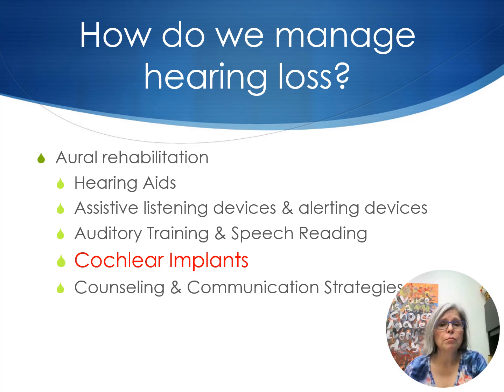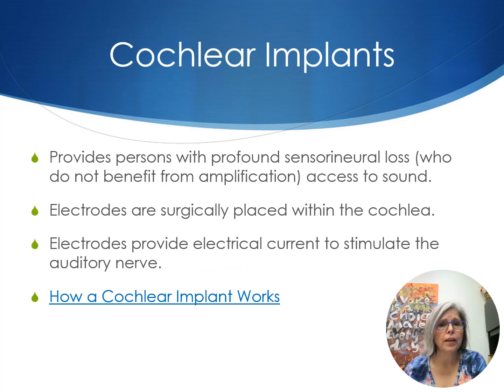Next one is cochlear implants. Cochlear implants are an option available for some individuals. Cochlear implants provide persons with profound sensorineural hearing loss access to sound. So this is the person who's not going to get good benefit from hearing aids. There's nothing that we can otherwise do to give them acoustic signals. This is surgically implanted. Electrodes are surgically placed within the cochlea.